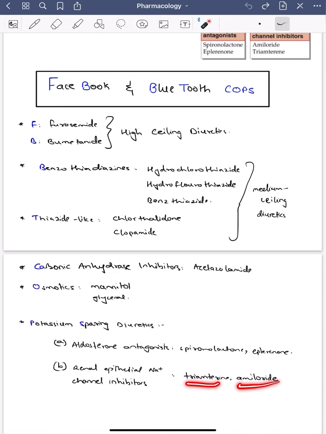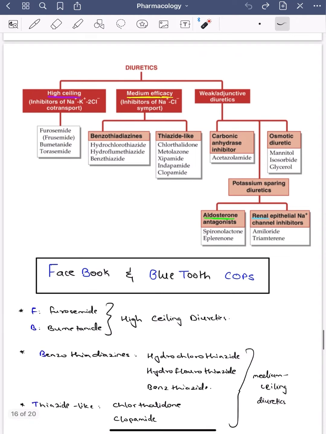triamterene and amiloride. So remember the simple mnemonic: Facebook and Bluetooth cops. FB the high ceiling diuretics, BT the medium efficacy diuretics, and COPS for the weak or adjunctive diuretics.